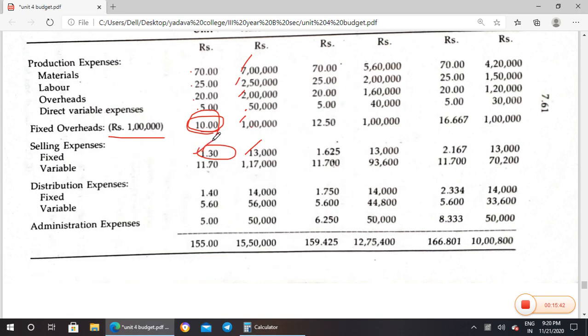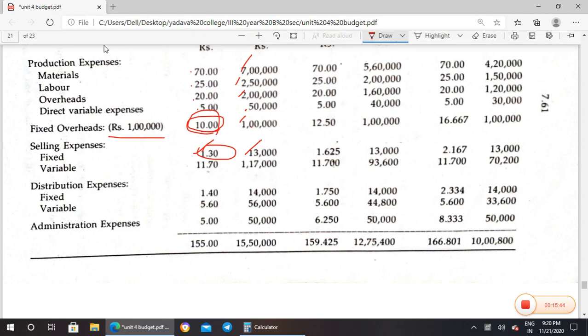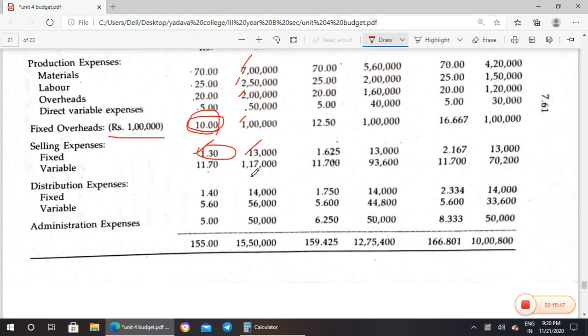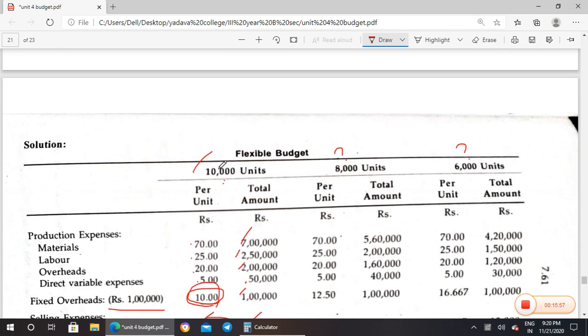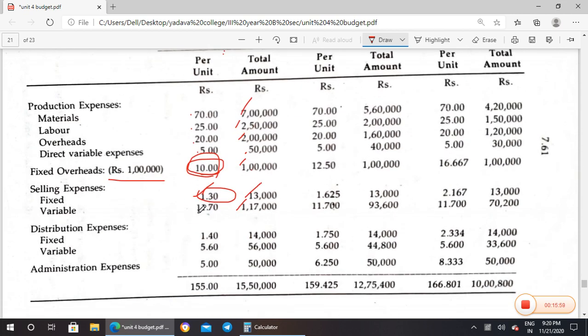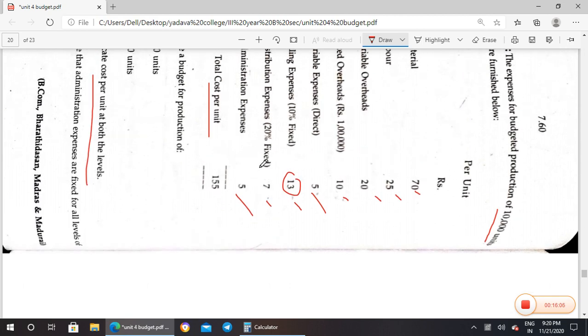Likewise we have to find it. This is the fixed one. Then deduct: 1,30,000 minus 13,000, you will get 1,17,000 as variable, divided by 10,000 units, you will get 11.70.